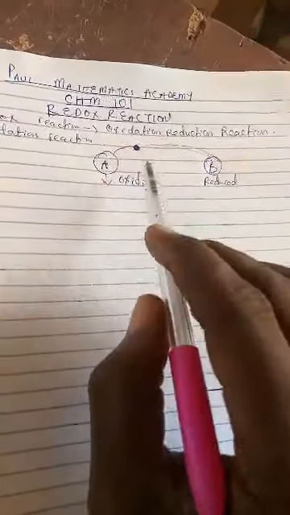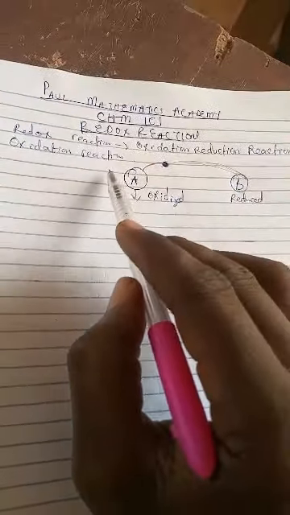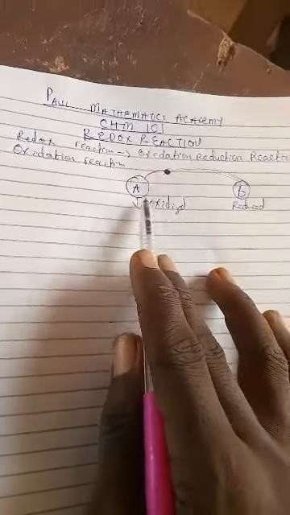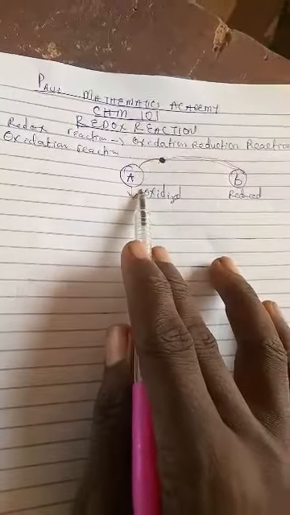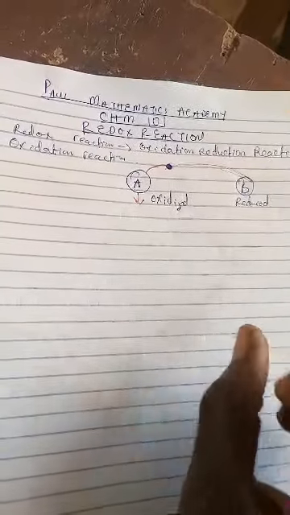So that's why I say redox reaction is the reaction of the oxidation and the reduction. In this atom A, oxidation takes place, and then in this atom B, reduction takes place. So that is that about that.